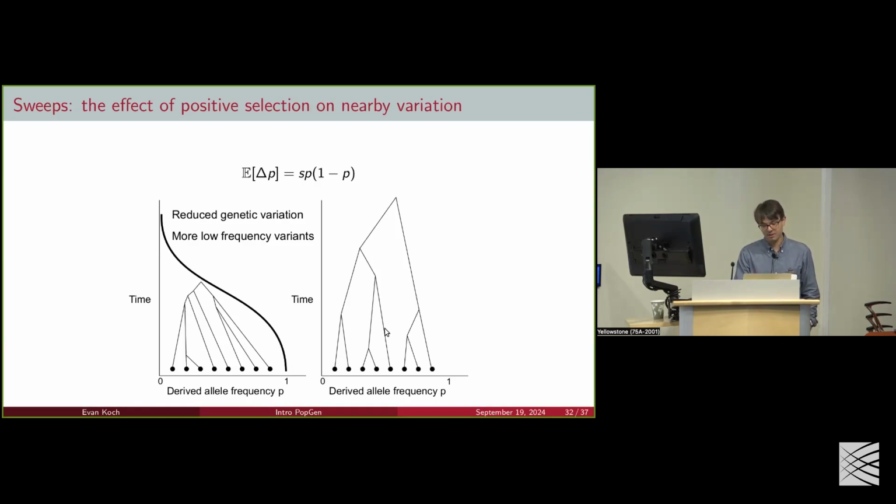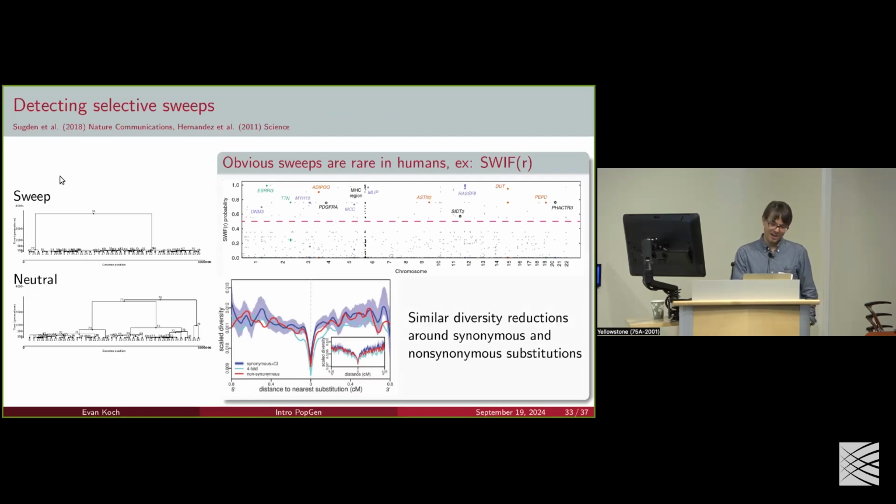You compare this to a neutral genealogy and make some inferences about where selective sweeps occurred in the genome. So here is an example from a simulation of what genealogies look like linked to a sweep versus neutral ones. You can see there's a lot of really rare variation down here, and you don't have as much of these long internal branches with lots of descendants.